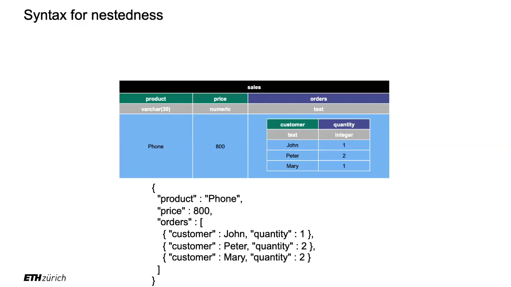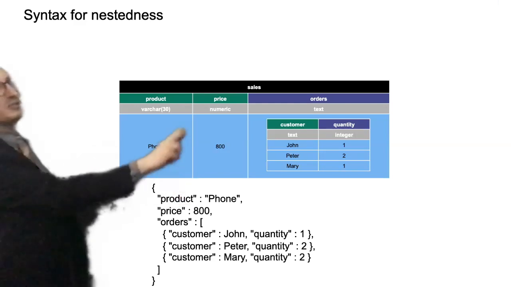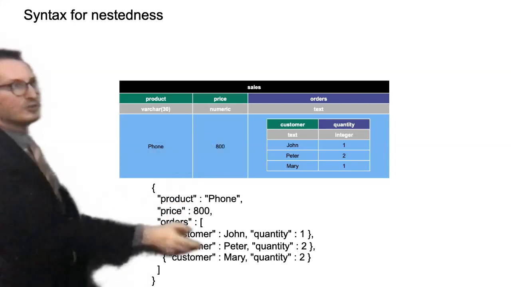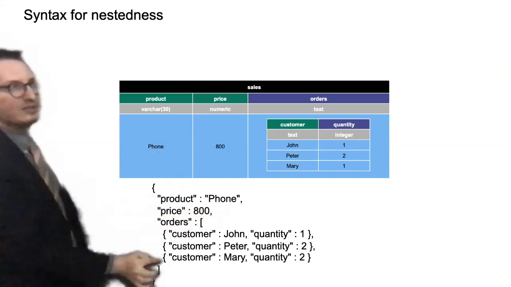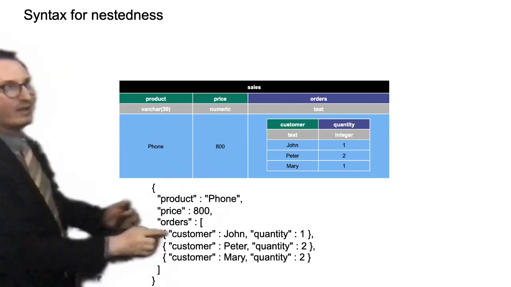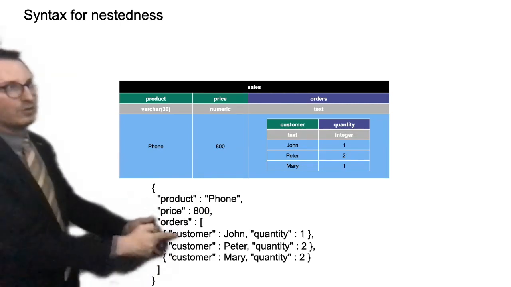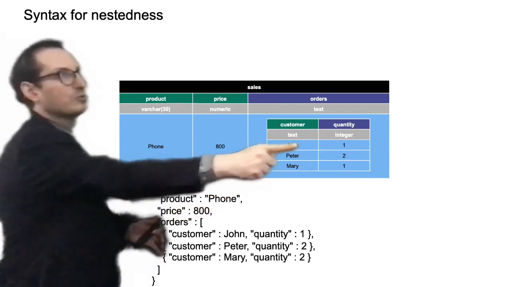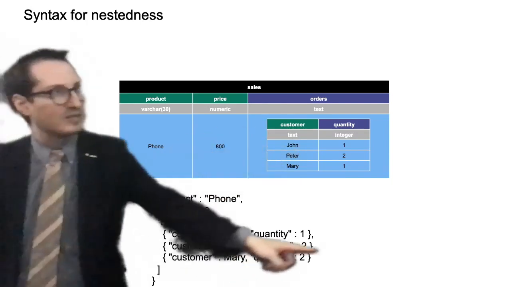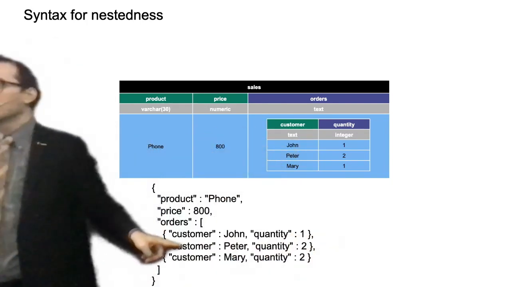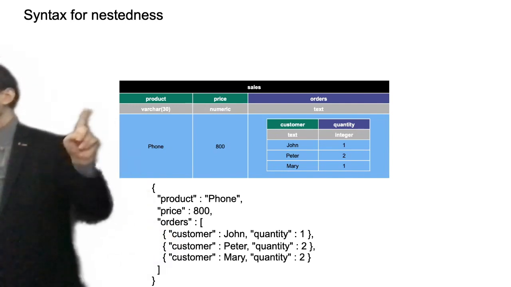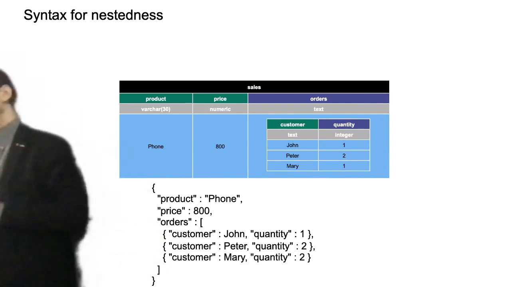In JSON, all you need to do is, so you have product and price, that's easy, right? Phone 800. Orders, just put square brackets in there, it's called an array, and then the three objects here that correspond to the three rows of that table, comma separated. This is what you can do with JSON that you cannot do with CSV.